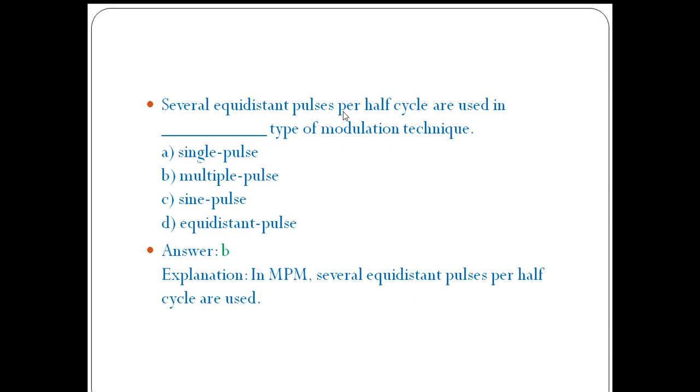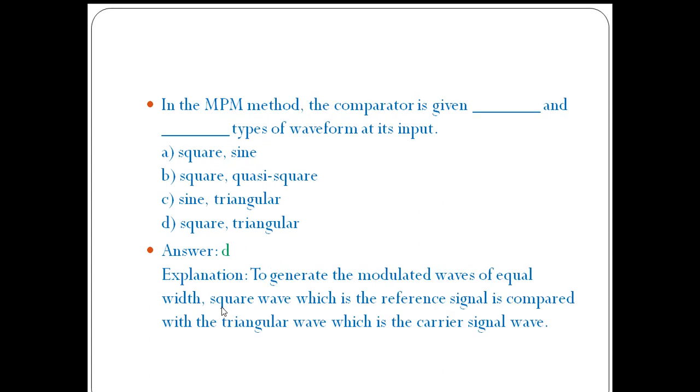Several equidistant pulses per half cycle are used in dash type of modulation technique. Equidistant pulses are generated in the multi-pulse modulation technique. So option B. In multi-pulse modulation, the comparator is given dash and dash types of waveforms at its input: square wave and triangular wave. So option D, square and triangular.